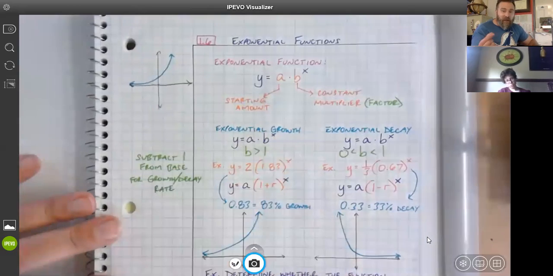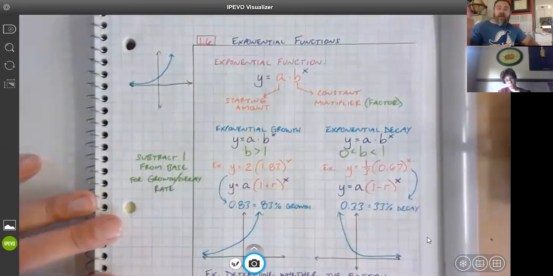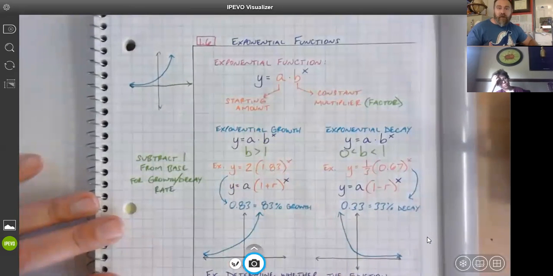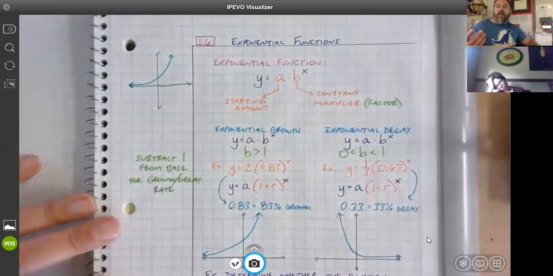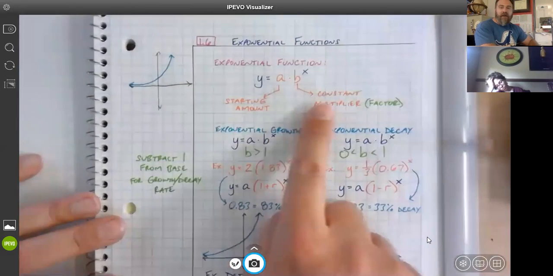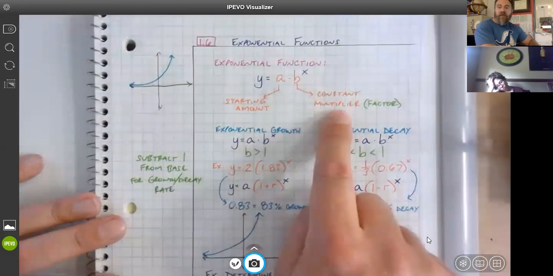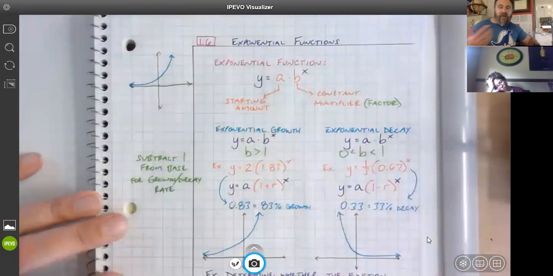It could be only a little bit bigger than 1. It could be massively bigger than 1. It doesn't matter. Anything bigger than 1 is exponential growth in this case. All right? And here's why. Again, going back to what it is, b, the base of the exponent, represents a constant multiplier. Well, let's think about that.